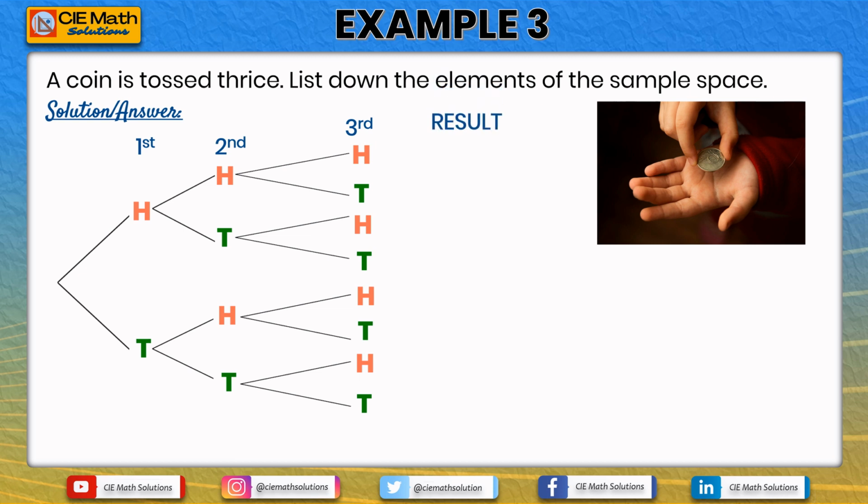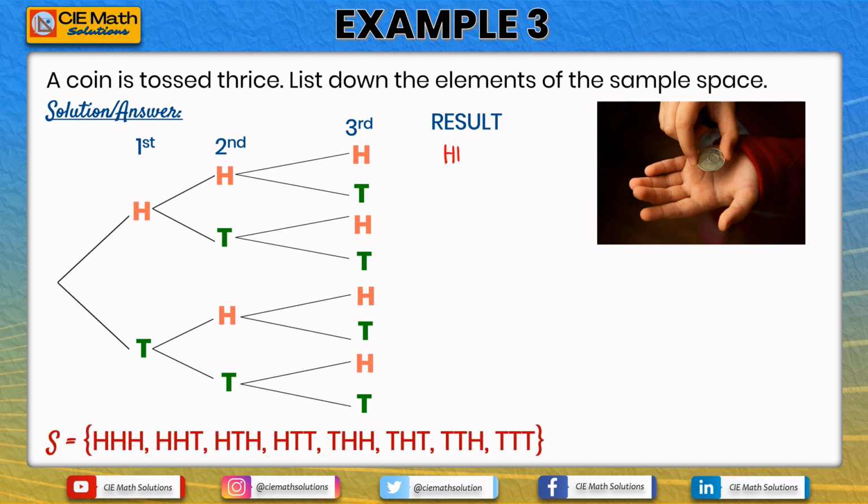So it's either a head-tail, head-tail, head-tail, head-tail. Combining them and writing them as one result, we will then have head, head, head for the first one. We have head, head, tail for the second one. We have head, tail, head, head, tail, tail, tail, head, head, tail, head, tail, tail, tail, head, and tail, tail, tail. Listing down the elements in a sample space, these will then be head, head, head, head, head, tail, head, tail, head, head, tail, tail, tail, head, head, tail, head, tail, tail, tail, head, and tail, tail, tail.